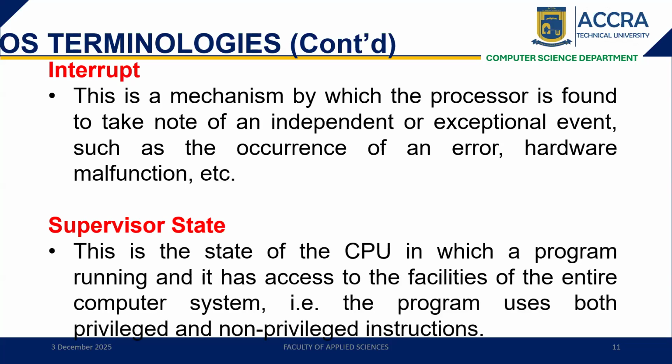That is it. So we have a supervisor state. In fact, there are different process states. We've not gotten there yet. We'll look at the different process states that are there. But we have the supervisor state. The supervisor state is the state of the CPU in which a program is running, and it has to access the facilities of the entire computer system.